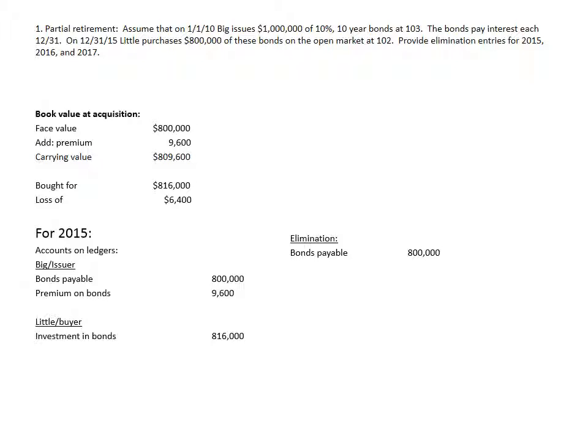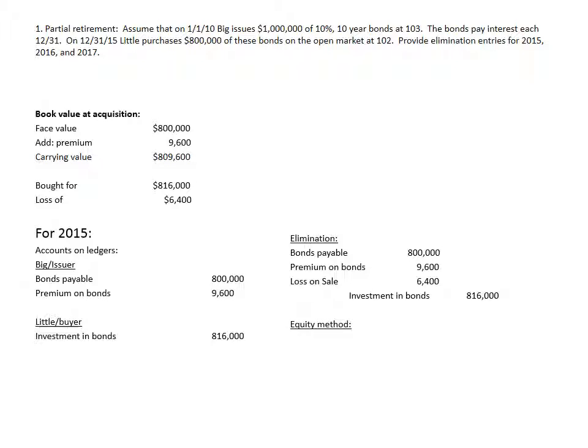And so for their elimination entry, again, we're simply going to eliminate those three accounts. So we eliminate the bonds payable, we eliminate the remaining premium on bonds, and we eliminate the investment in bonds, and we go ahead and record that $6,400 loss on sale that, again, has been realized but not recognized previously.